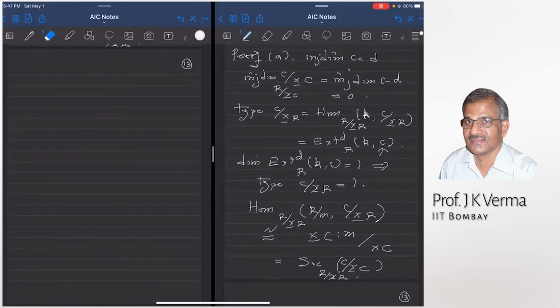Okay. So that says that C mod XC has socle dimension 1, but its injective dimension is 0. So I have an injective module whose socle dimension is 1. Let us say N is an injective module, its dimension is 0, and its socle dimension is 1, over an Artin local ring.